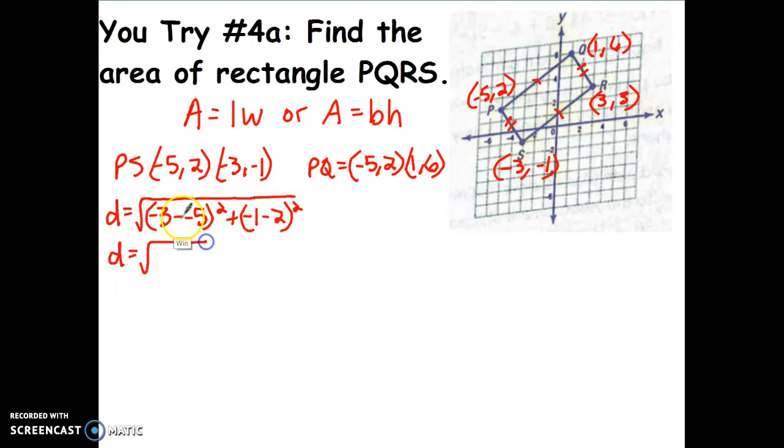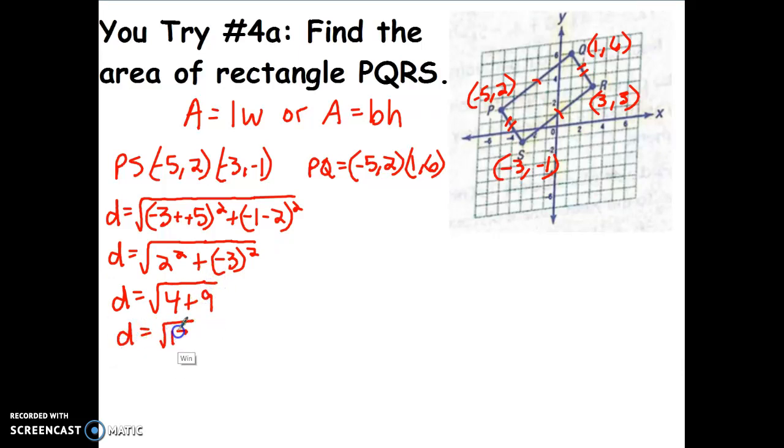And again, you've already worked it out, so I'm just working it out real quick for you. 2 squared. All right, so PS is square root of 13.